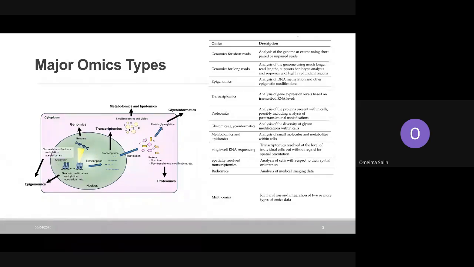Radiomics is the analysis of medical imaging. All these types are considered types of omics. And when you combine one or two, or maybe a number of these omics, then you are talking about a multiomics approach. So it's a joint analysis and integration of two or more types of omics data.